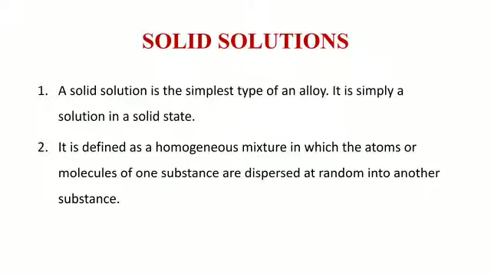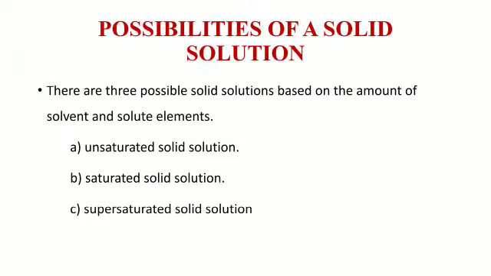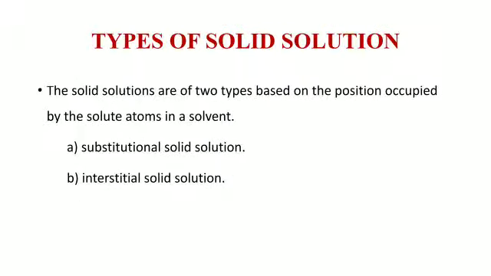It is defined as a homogeneous mixture in which the atoms or molecules of one substance are dispersed at random into another substance. Components of solid solution. The solid solution consists of two components, namely solute and solvent. Solute forms the major portion and solvent forms the minor portion of the solid solution. There are three possible solid solutions based on the amount of solvent and solute elements: unsaturated, saturated, and supersaturated solid solutions.